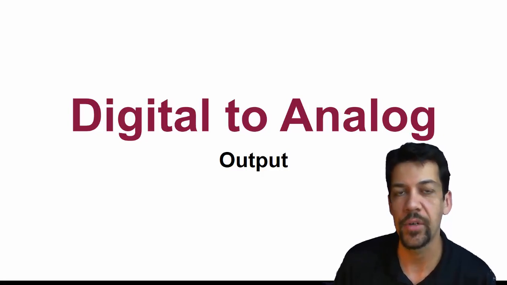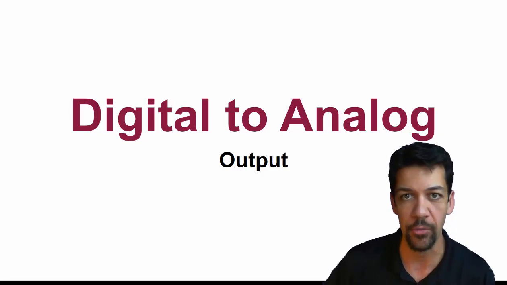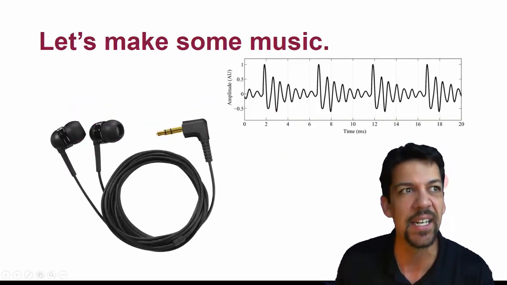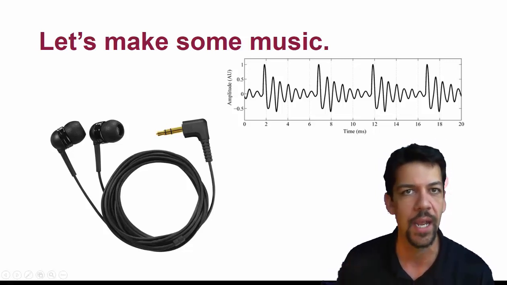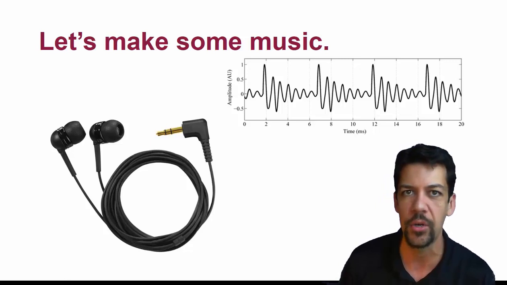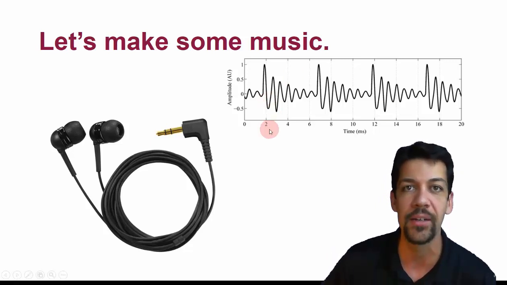Next, let's look at how to convert digital signals to analog. We want to produce an analog output using our digital systems. To do this, let's think of our application as making some music, right? So we want to take our MP3, decode it, and output it as an analog signal. And what we need to drive a speaker is a signal that looks like this.